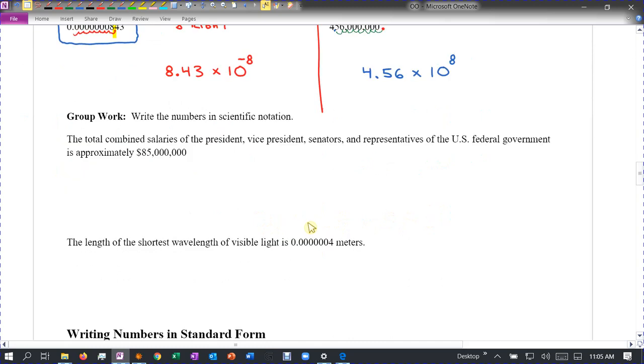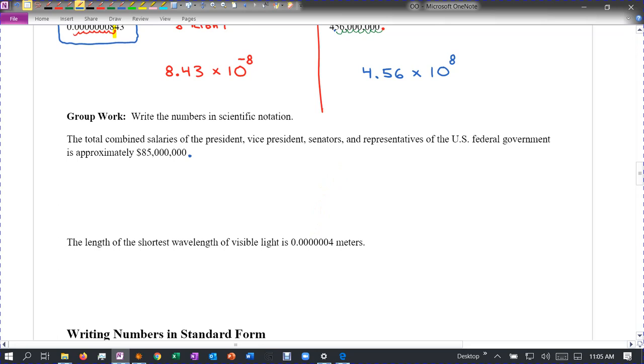Okay, so here's something to work on. Total combined salaries of the president, vice president, senators, and representatives of the U.S. federal government is approximately $85 million. So we're going to write that in scientific notation. Here's our decimal place.